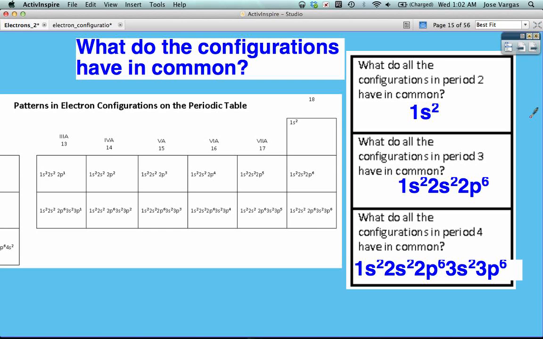Okay, so by looking at period 2, it's going to end in 1s2. Period 3, as we approach the last group, all of these are going to be full: S2, S2, P6. And then period 4, S2, S2, P6, S2, P6, and so on. So you can continue with this.